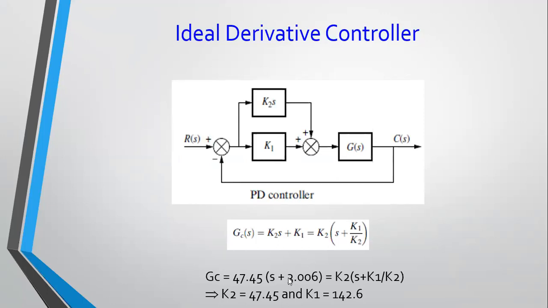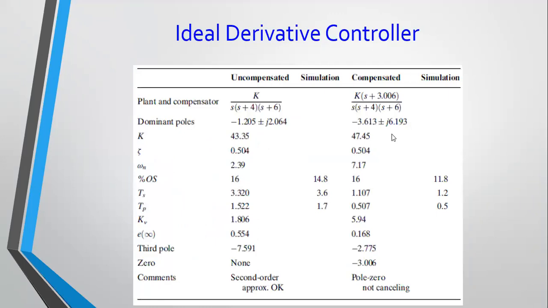By simple comparison, remember we said when we were doing the design, we found the gain to be 47.45, and then the 0 was at 3.006. If you just do a small comparison here, you find that the value that you choose for K1 is actually 142.6, and the value of K2 is actually 47.45. So if you want to represent your PD control in this form here, these would be the values of K1 and K2 you would choose. This is what we've obtained in that table here. If I just go back here, this is actually your PD controller.